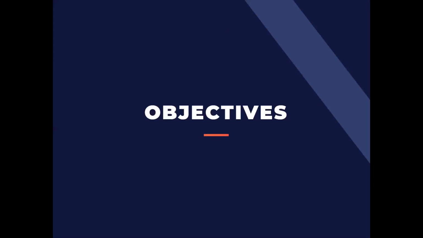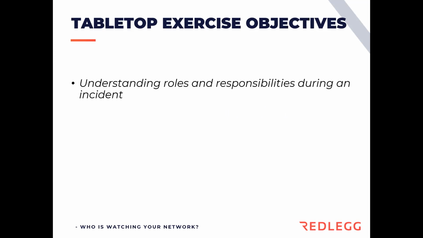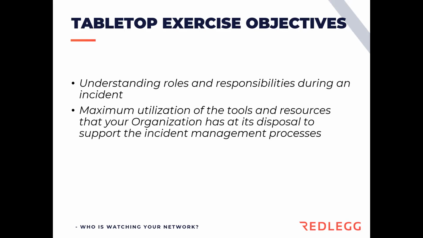So what objectives do we have when we conduct a tabletop exercise? First of all, we need to understand roles and responsibilities during the incident. So when a disaster strikes, and knock on wood, it should not happen to your organization, but if disaster strikes, we need to know our responsibilities. Every team member, if you have, for example, a formal CERT team in your organization, needs to understand his or her responsibilities and what they're supposed to do during the incident.